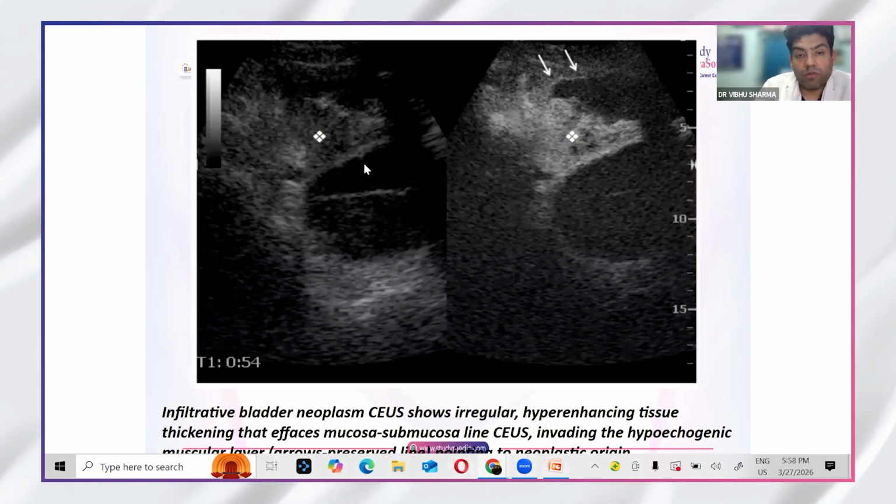So here is again an image of the bladder. You can see there is debris within the bladder lumen and a mass localized in the upper wall of the urinary bladder. It is seen projecting within the bladder lumen, and there is infiltration. You can't demarcate the wall of the urinary bladder. So this was a case of TCC.